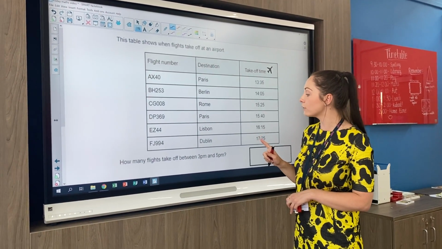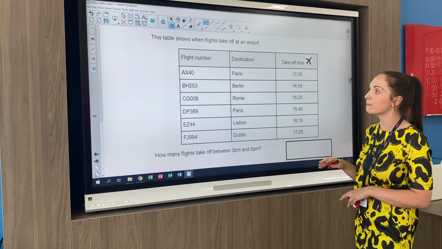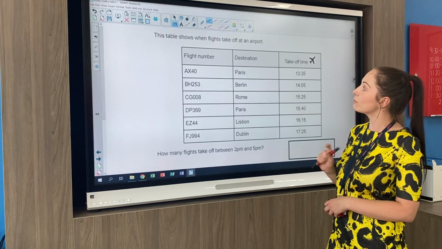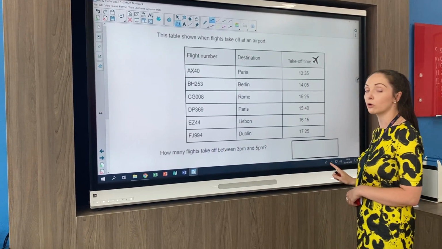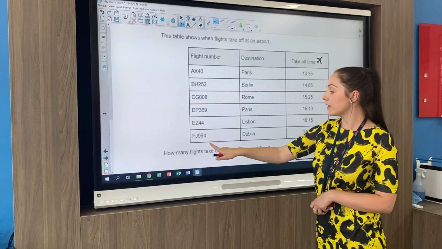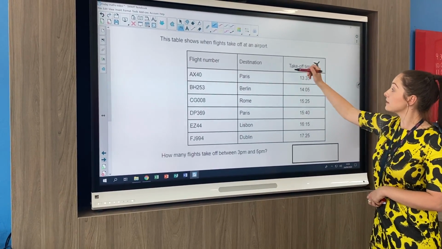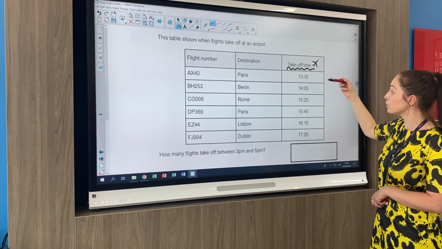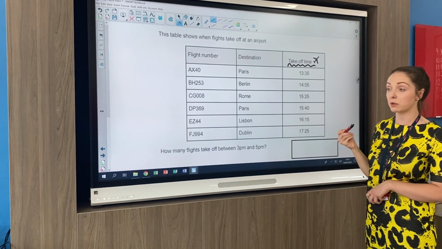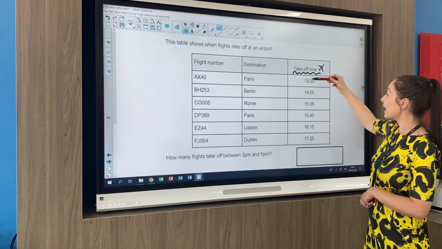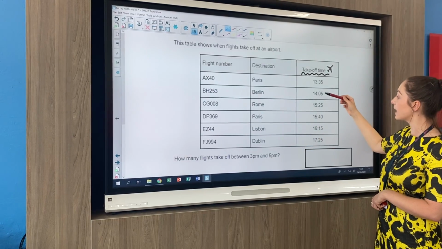Then this one I wanted to have a look with you because it's a bit confusing and there's a lot going on. So this one says, this table shows when flights take off at an airport. And all you've got to do is answer the couple of questions underneath. So how many flights take off between 3 and 5 p.m? So here you can see it says take off time, so just go through each of these and figure out if it takes off between 3 and 5.